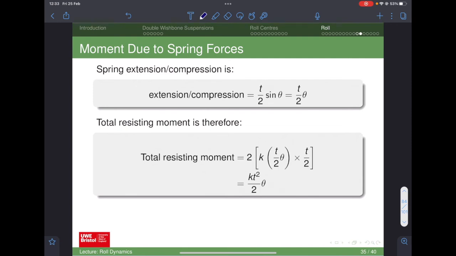So you've got your K times X, because we want to work out the moment. Kx is your force. So the extension times K will be the force, times the lever arm gives you a moment, and there's two of them, one on each side. So you have K T squared. The total spring moment.